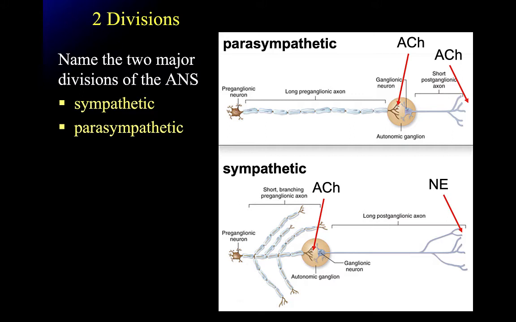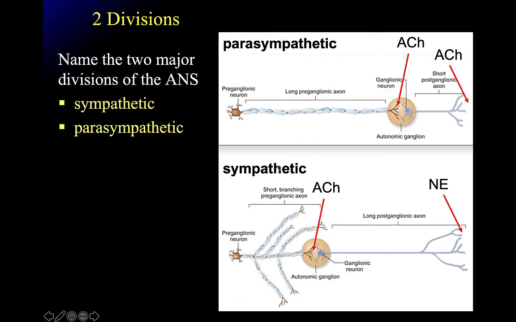So let's take a look at the two divisions of the ANS. This is the main component of this chapter: understanding the differences between the sympathetic and parasympathetic divisions. One obvious difference relates to how they are set up. The parasympathetic division has a long preganglionic axon. You can see it myelinated here with Schwann cells. We synapse within a ganglion that will always be near the target organ, meaning we have a short postganglionic axon. We use acetylcholine as a neurotransmitter both in the ganglion and at the site of the effector.